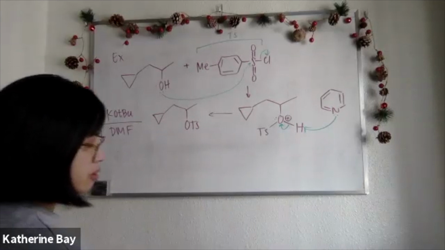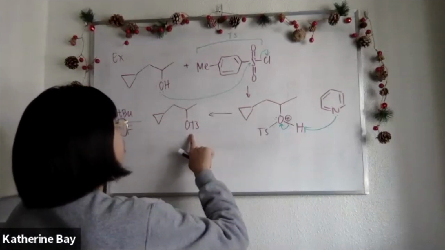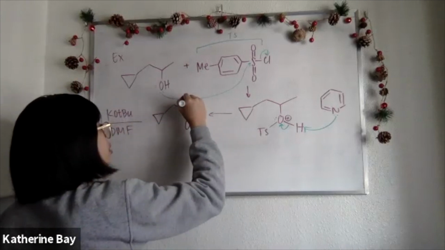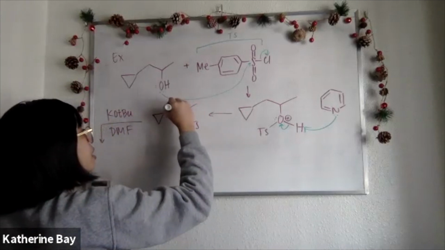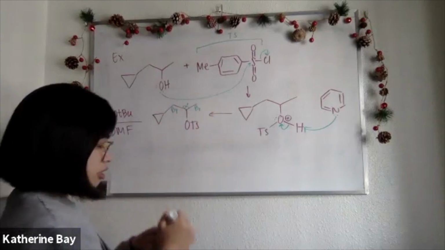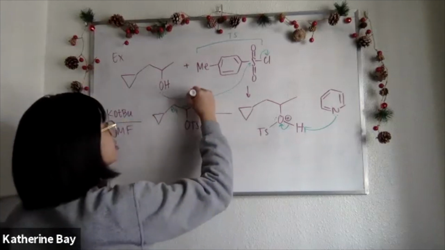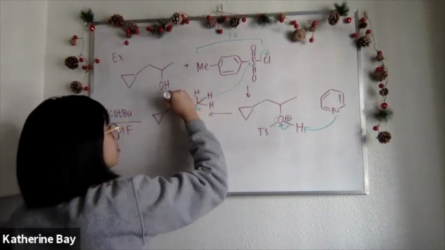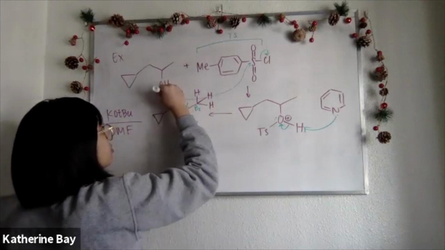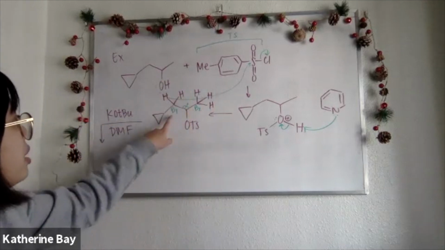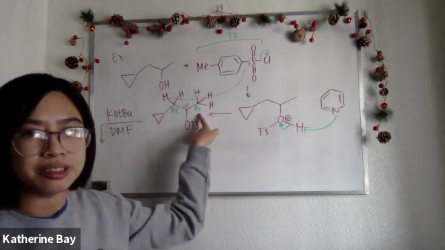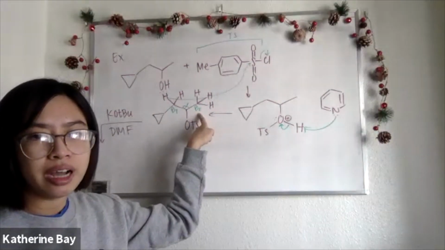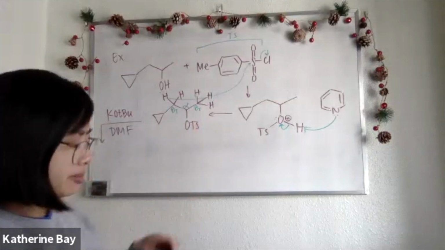So going back to our intermediate, if OTs is our good leaving group, that means it's attached to an alpha carbon, and we have beta 1 and beta 2. So if we take a look at the hydrogens connected to there, beta 1 has 2 H's, and beta 2 has 3 H's connected to it. So for following Hofmann's rule, we're going to want to deprotonate a hydrogen from the beta 2 carbon.